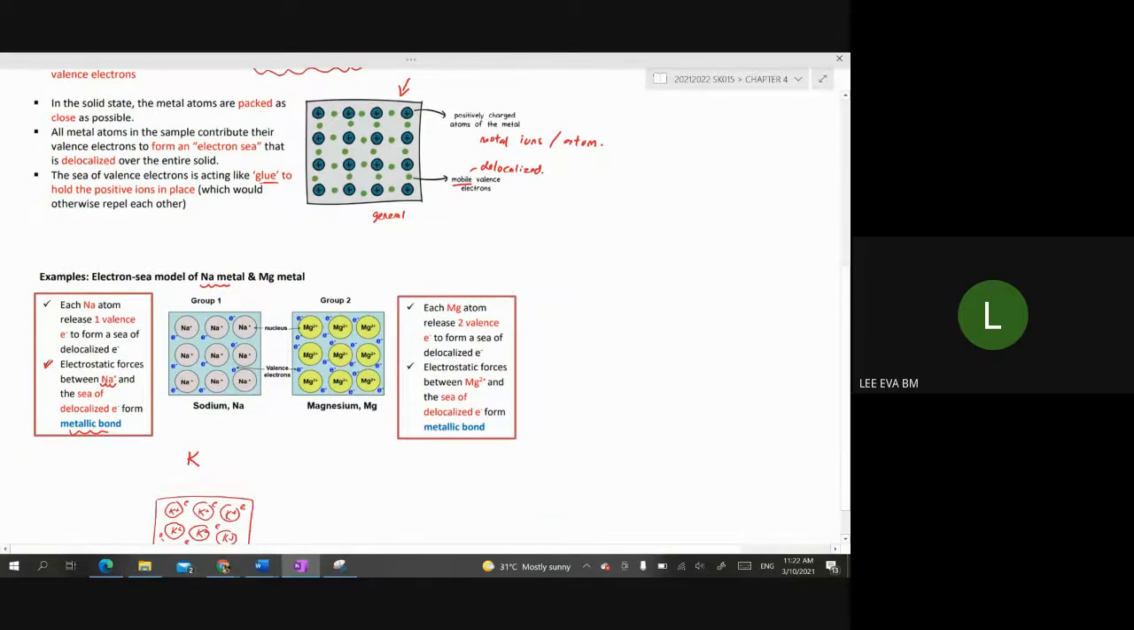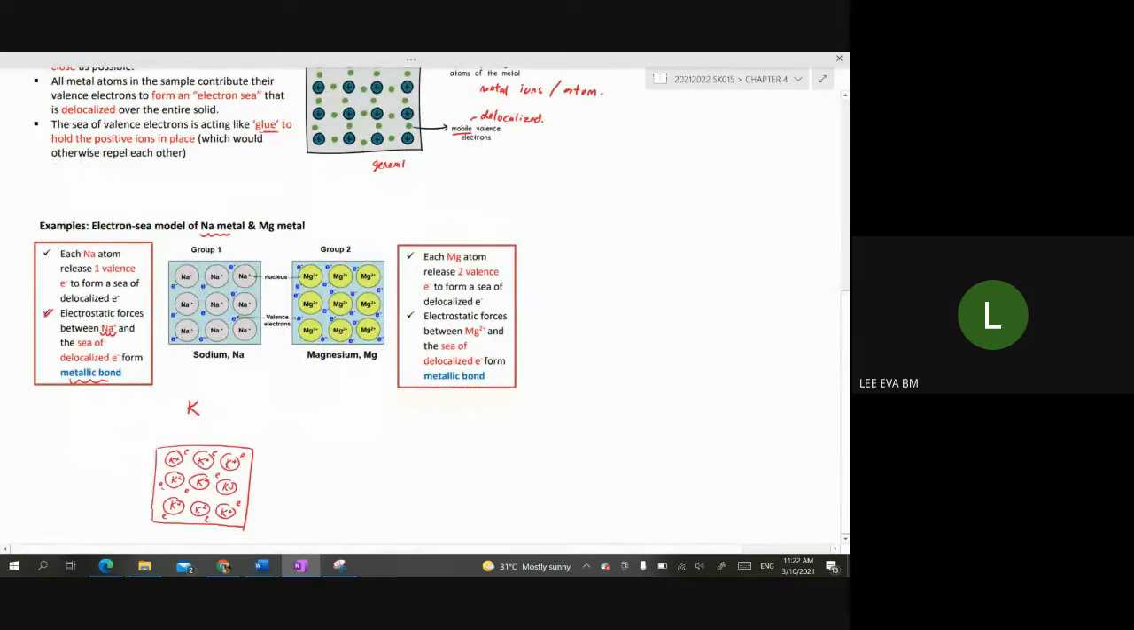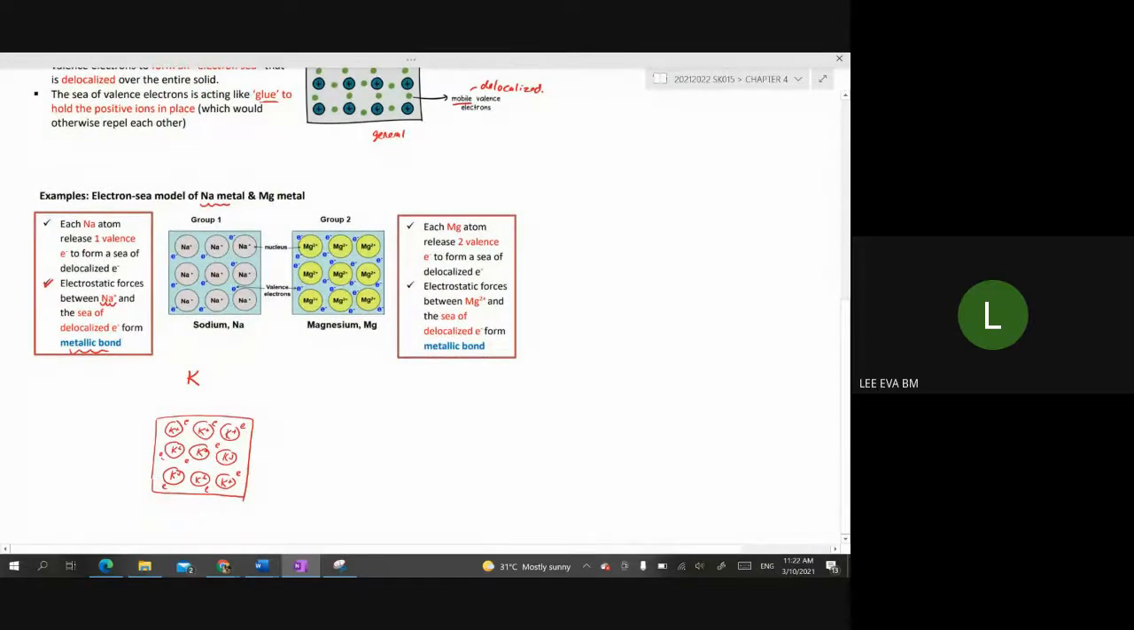If we look at the second example here, we have magnesium. We know magnesium comes from group 2, with 2 valence electrons. So each magnesium atom releases 2 valence electrons, and the electrostatic forces between Mg2 positive and the sea of delocalized electrons form the metallic bond.